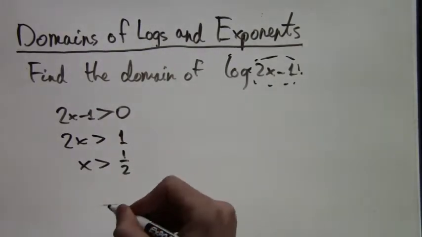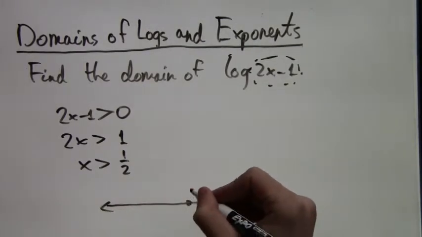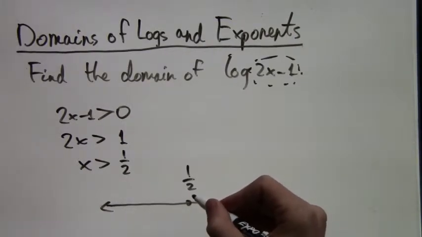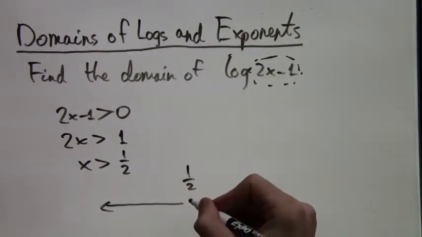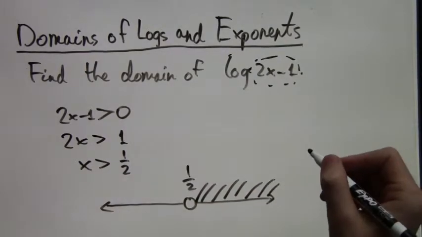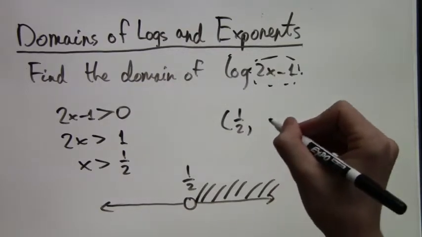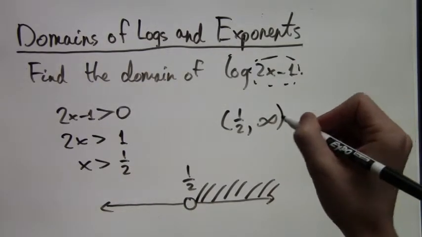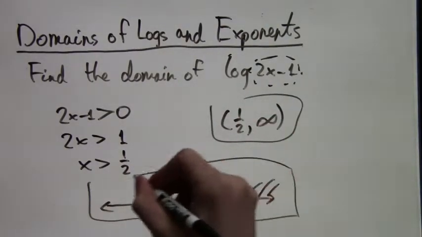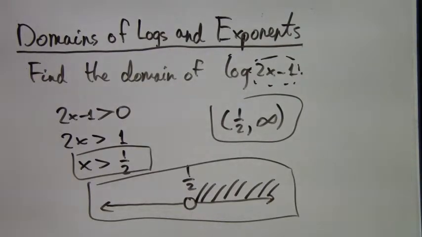Now we're going to draw it on the number line. It's always a good idea when you have a solution as a set to represent it on a number line. So here's a half, and since x is strictly greater than a half, we use the open circle, and then we highlight on the side that's larger than a half. We can also write it using set notation, 1/2 to infinity with regular parentheses, because 1/2 is not included. So this is the answer for this question.